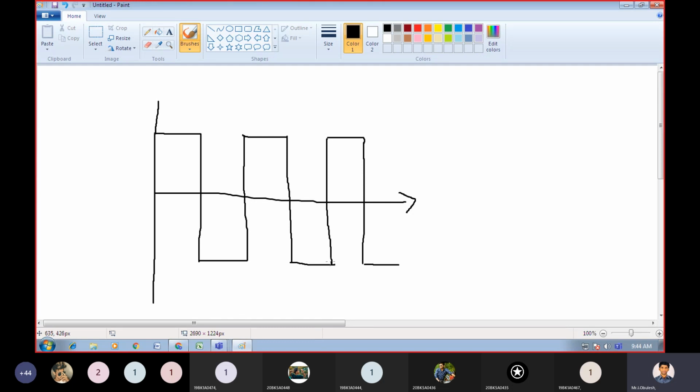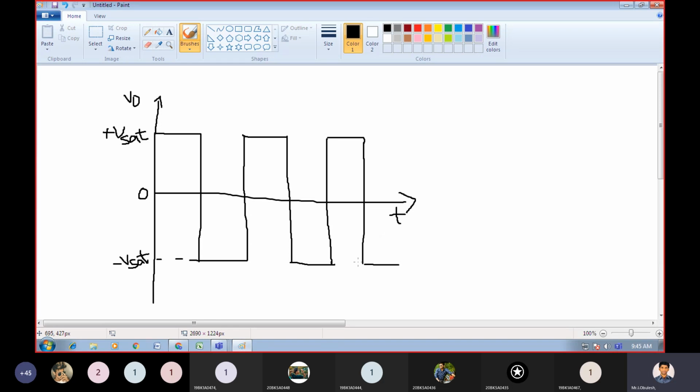Yeah, so you are getting output like this. This is the output voltage V0. This is the plus V saturation, minus V saturation. Okay, here we have a T. Up to now, okay.